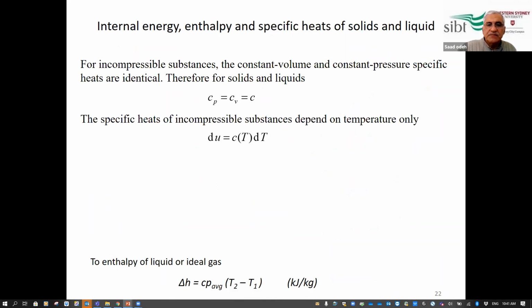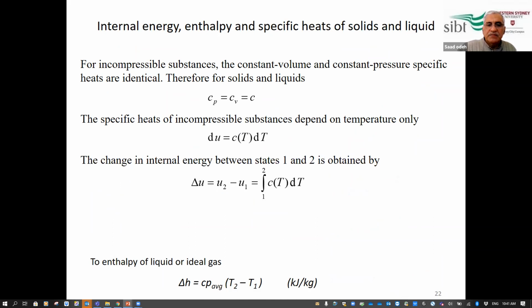Again, as we know, the change in internal energy, delta U, is a function of specific heat. The change in internal energy is a function of Cv. And for Cv, we said that for a certain range of temperature, we can take it as an average value.